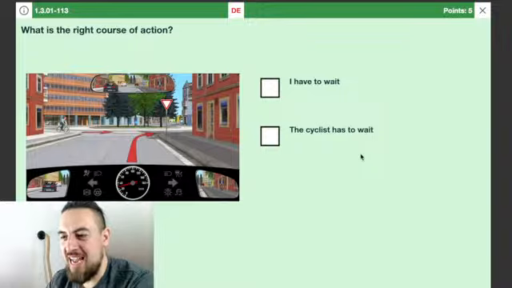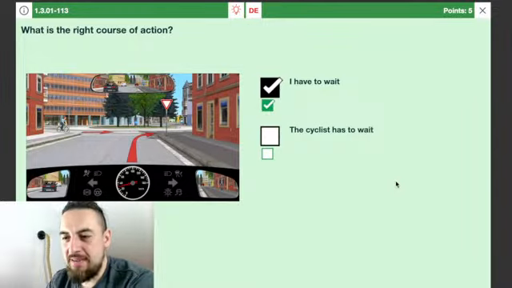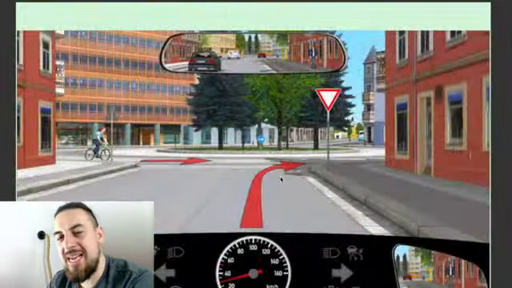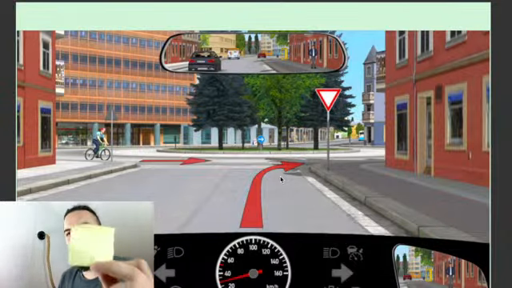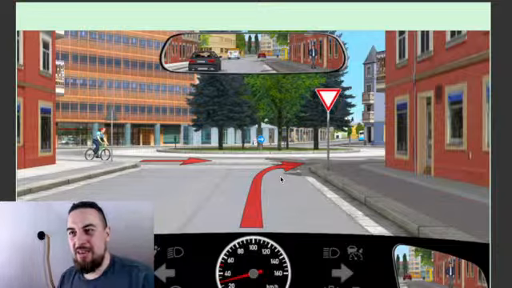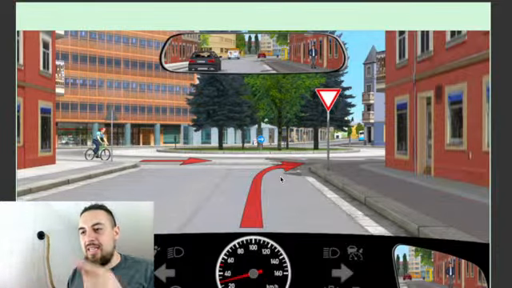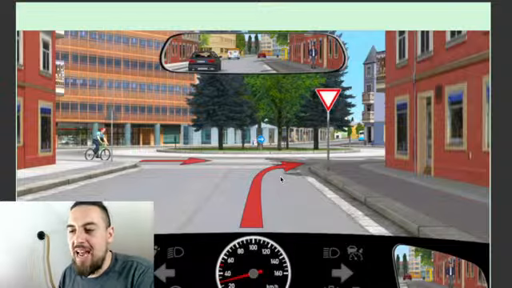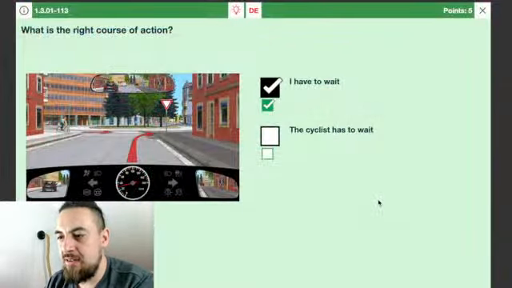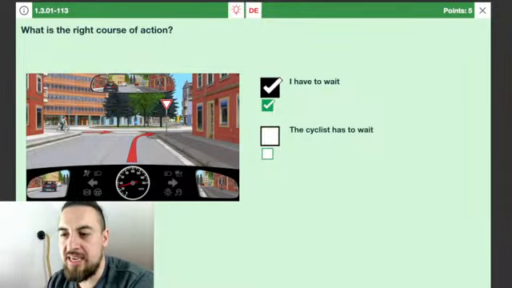What is the right course of action? I have to wait. The cyclist has to wait. Okay, you say you have to wait. Right. That's true. We can solve it immediately. Why? Because again, it looks like a roundabout, but as you remember, I showed that picture before for the ones who just have joined now. Without that sign, it's not a roundabout. And even if it looks like so, you have to give priority and the bicycle is from your left. That's why we have to wait. Nice. And you have to indicate too, exactly, because you're turning right and you're not entering a roundabout.